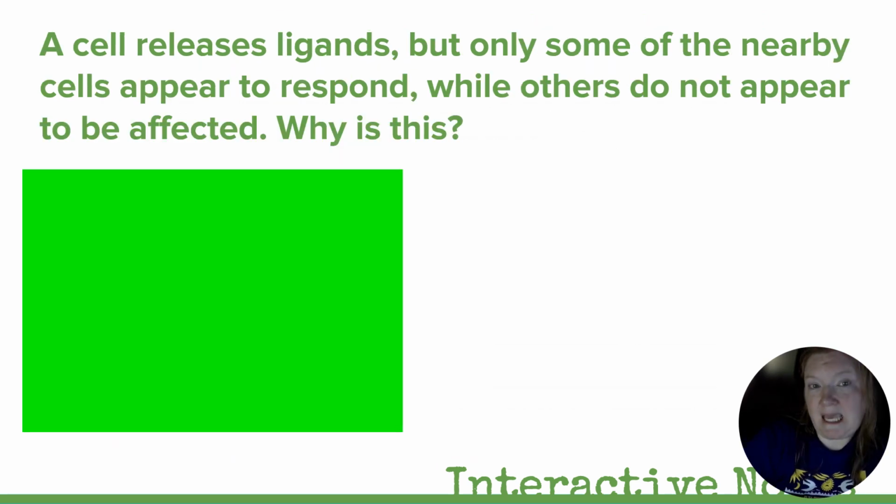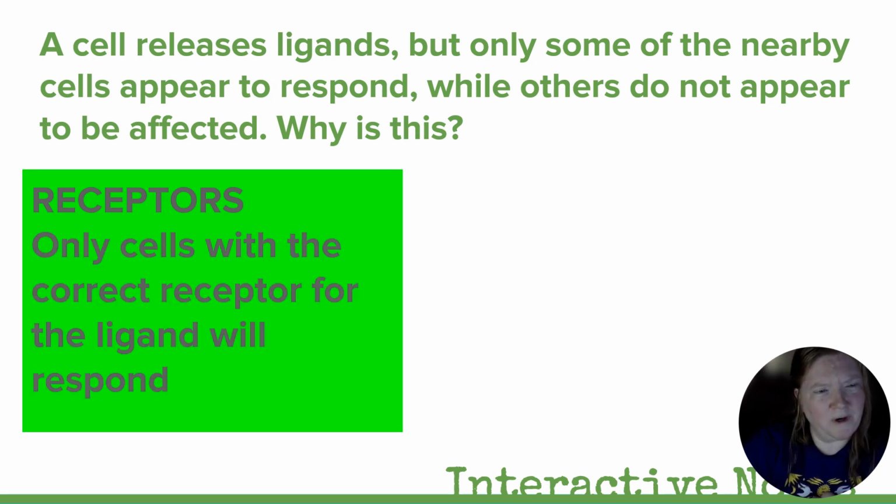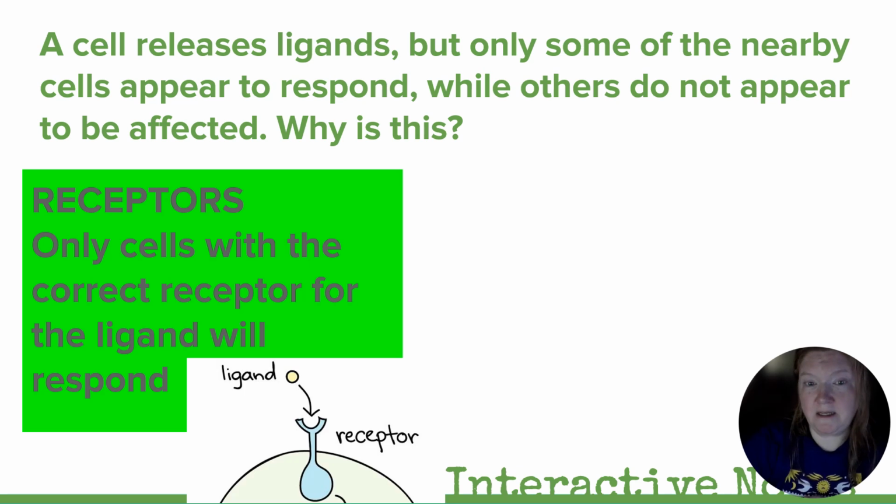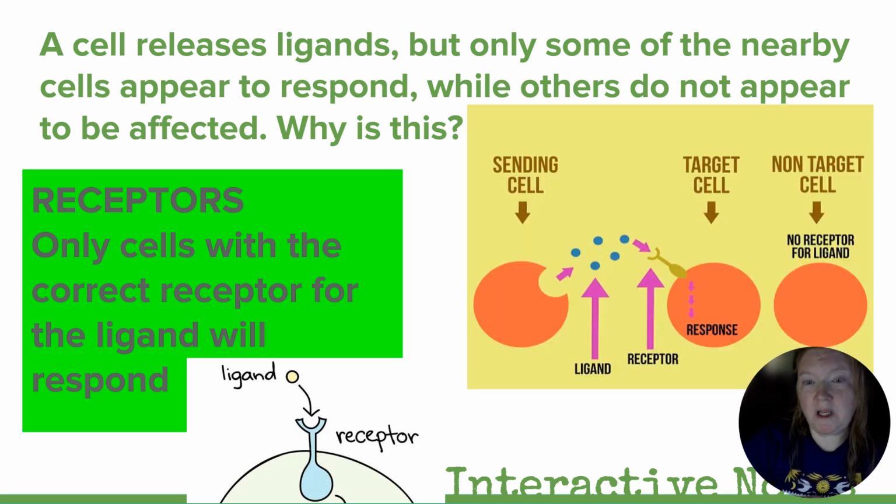A cell releases ligands, but only some of the nearby cells appear to respond, while others do not appear to be affected. Why is this? Well, receptors. That's the answer. Simply, but let's give more. Only cells with the correct receptor for the ligand will respond. So if it has the right receptor, it will respond. So here's the cell that sent the signal. This cell is a target cell because it has the right receptor. This cell does not have the right receptor, so it's not a target cell.